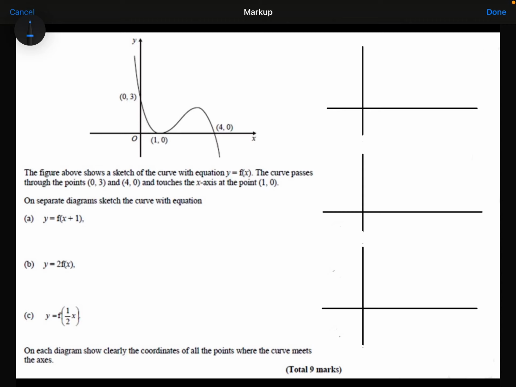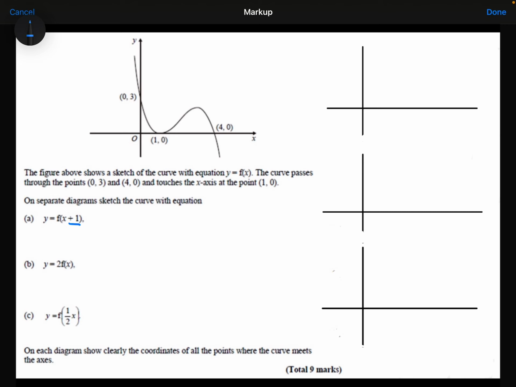The figure shown above shows a sketch of the curve y equals f of x. The curve passes through the point (0, 3), (4, 0) and touches the x-axis at the point (1, 0). On separate diagrams, sketch the curve with the equation y equals f of x plus 1.